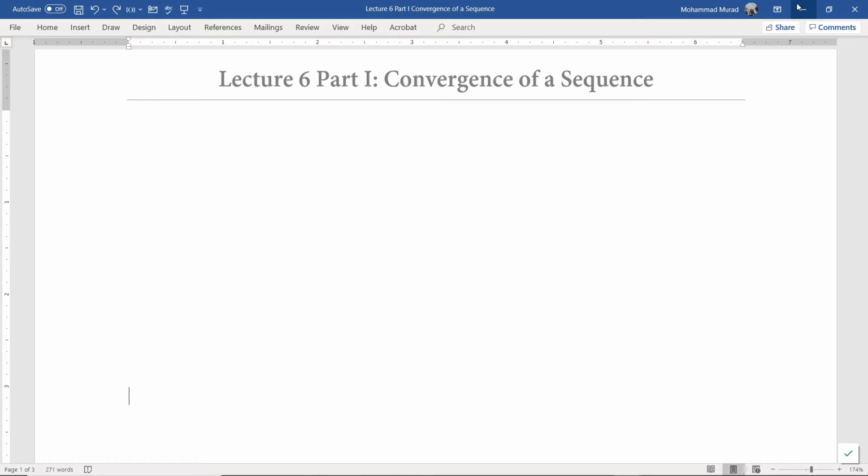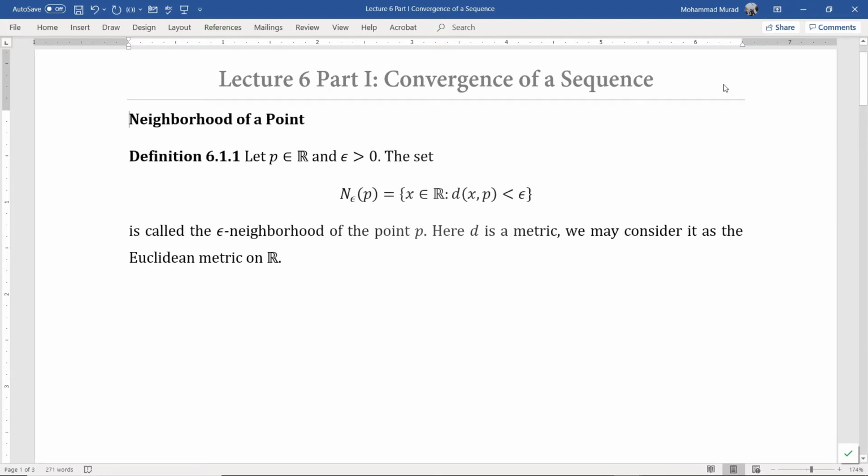In this part of the lecture, we're going to introduce the concept of convergence of a sequence. Let's begin our discussion with the concept of a neighborhood of a point. Let P be a real number and epsilon is some positive real number.